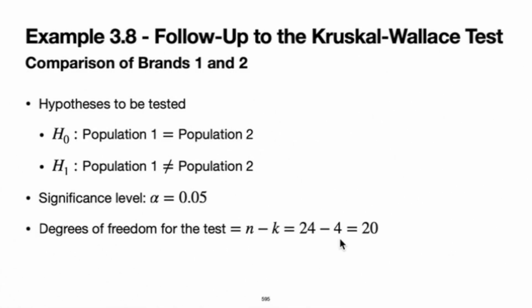Okay, so again, there are 6 pairwise comparisons, and so a little bit more work to do because we've got more populations that we're comparing from the start. The first pairwise comparison is a comparison of brands 1 and 2. So we've got this two-sided test comparing populations 1 and 2. We're going to perform the test at the 0.05 level of significance, and the degrees of freedom associated with the test is 20: the total sample size of 24 minus the number of groups or populations that we're comparing. So this is a 20 degree of freedom test.